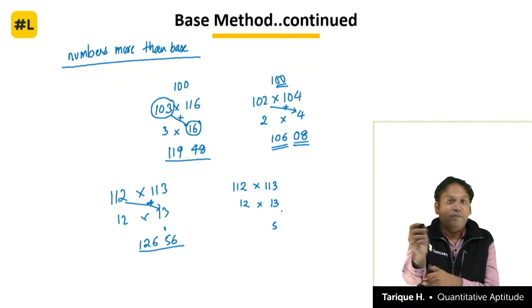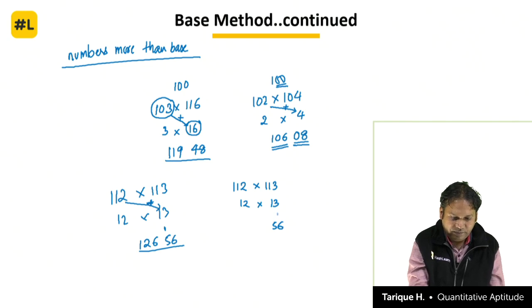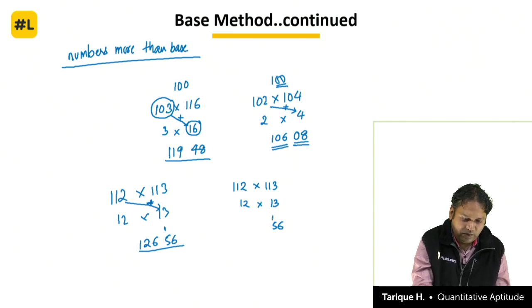12 into 13, sorry, we moved it to the further slides. 12 into 13 is 156. So we take the carry here and we write 1. So 1 is a carry. Now 112 plus 13 is 125. We add the carry here.